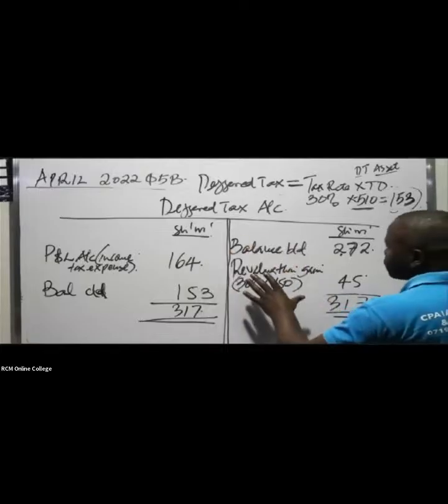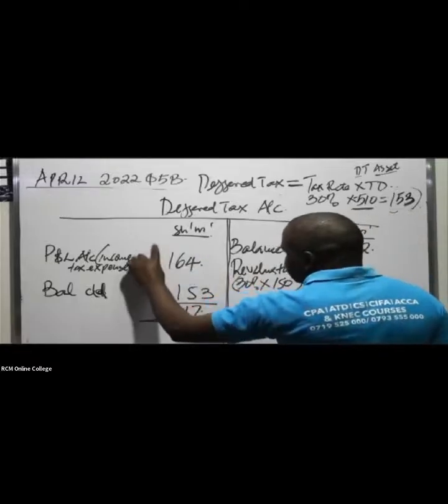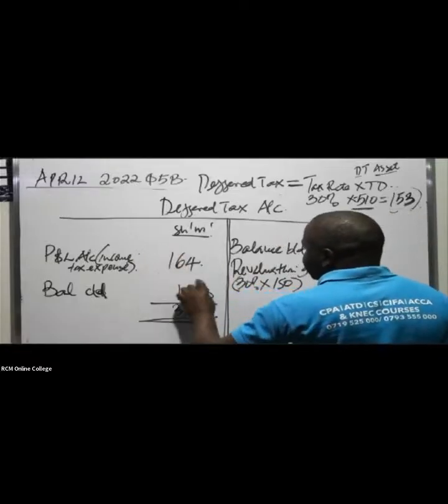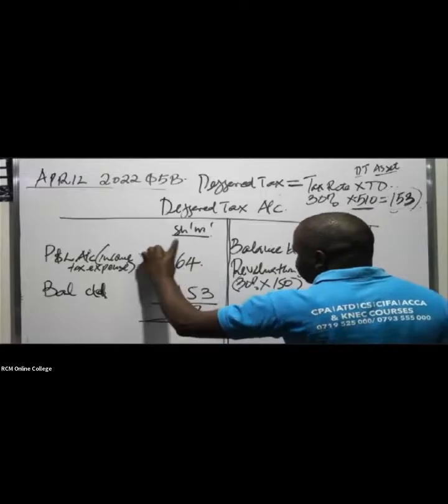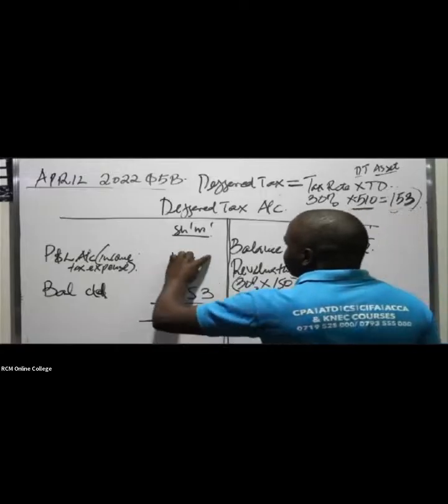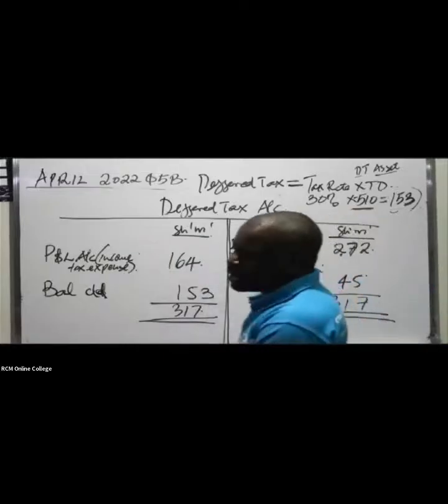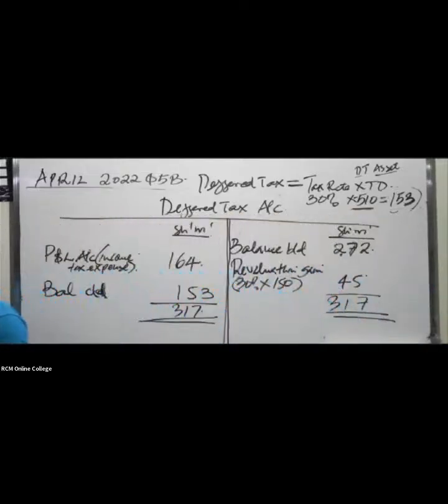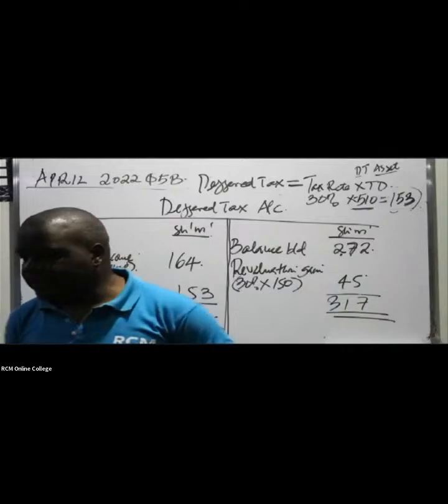So you just get the balancing figure to know what the deferred tax was during the period. This is now the deferred tax expense during the period, which will be part of the income taxes. So that's why you come up in this case with the deferred tax account.